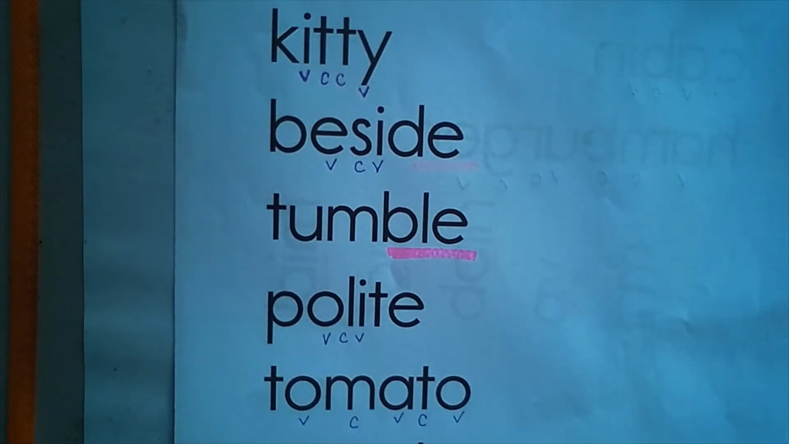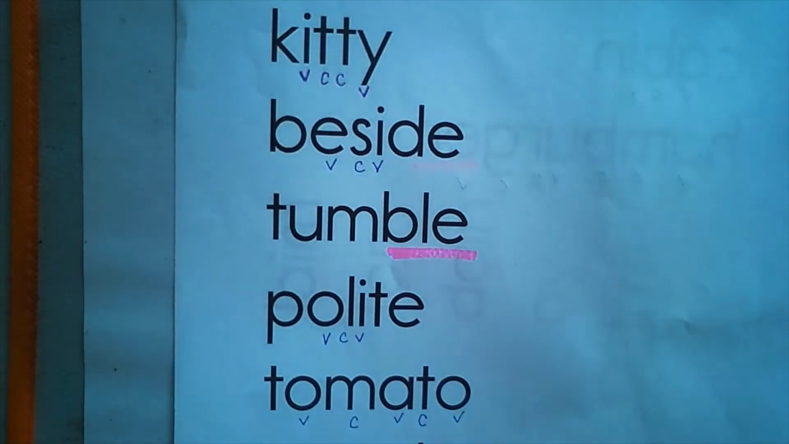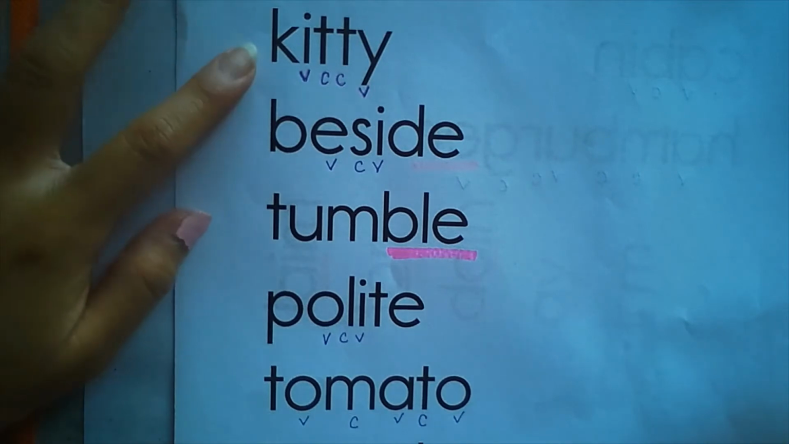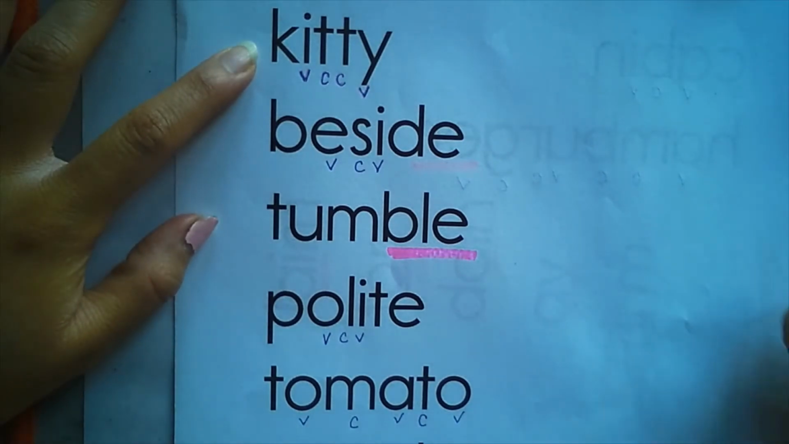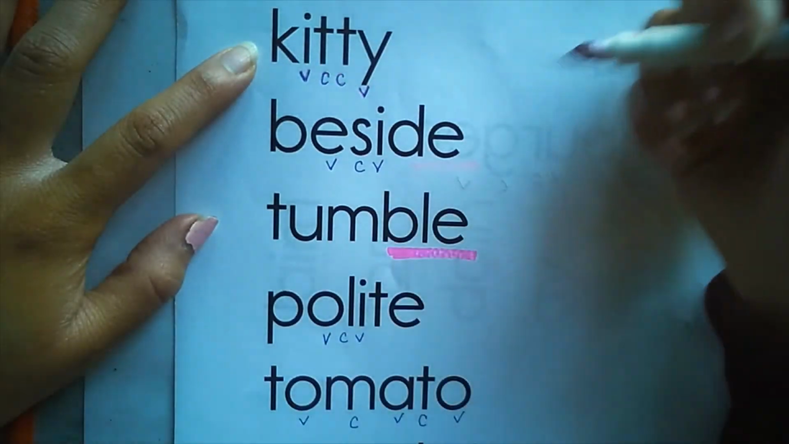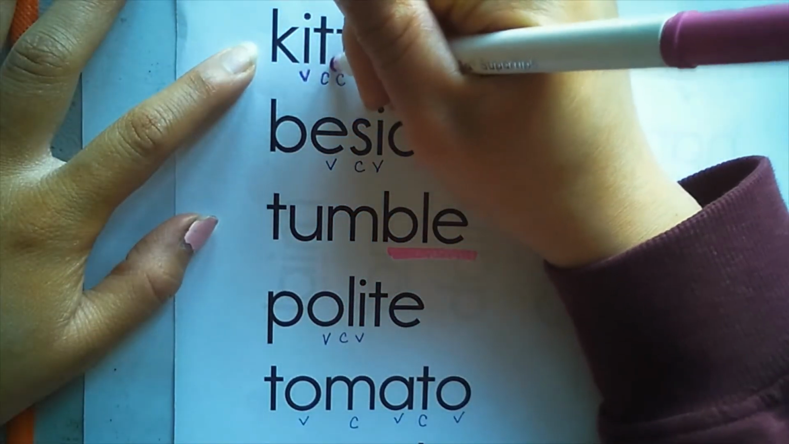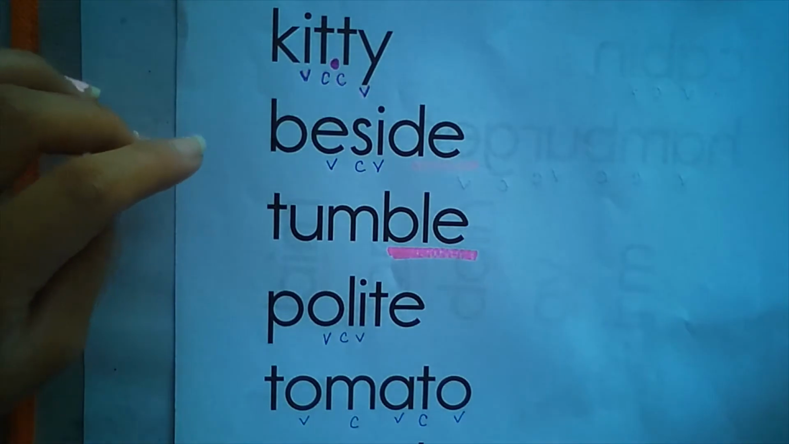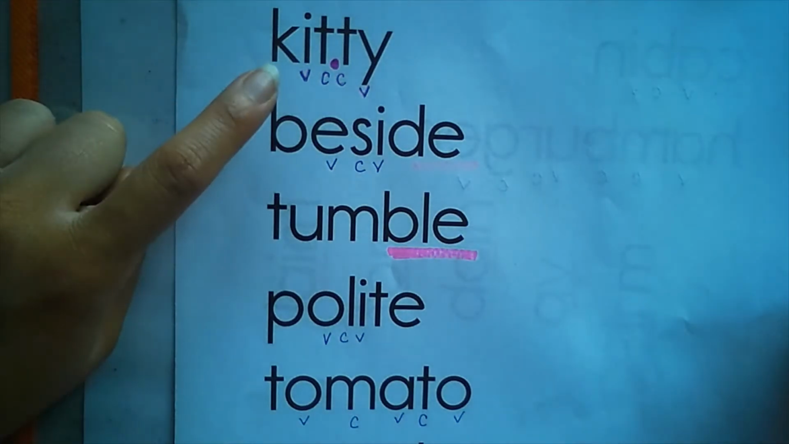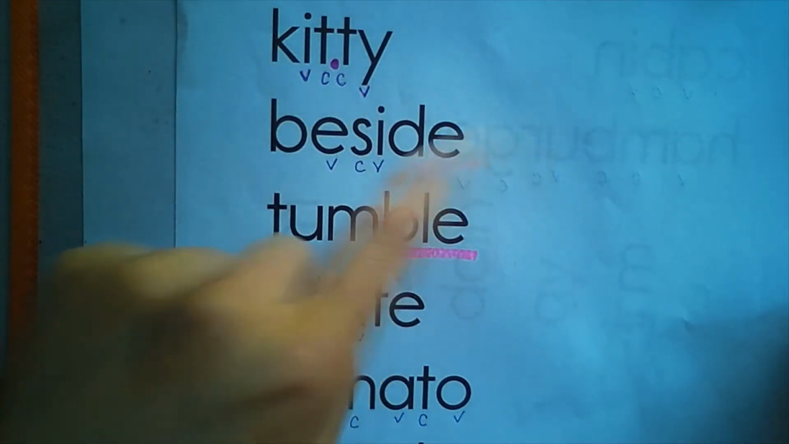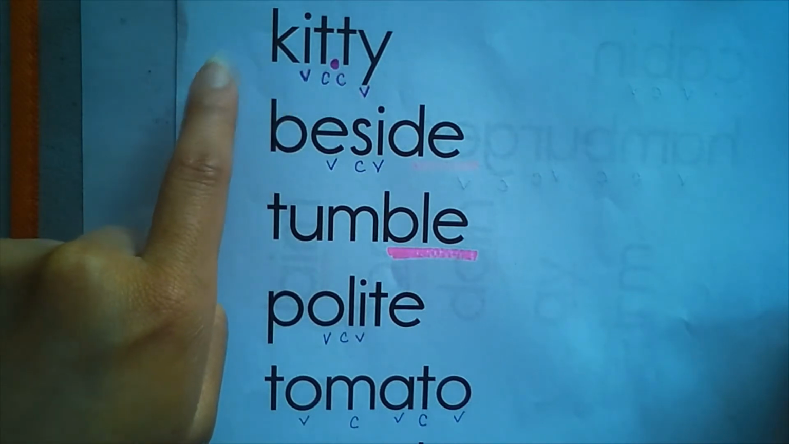Moving on to reading entire words. Let's begin with our first word. Is there an irregular sight syllable at the end? There is not. How many consonants are in between our two vowels? Two consonants. Great job. So with a VCCV pattern, we split between the two consonants. First syllable, kit. Second syllable, ty. Try for the real word, kitty.